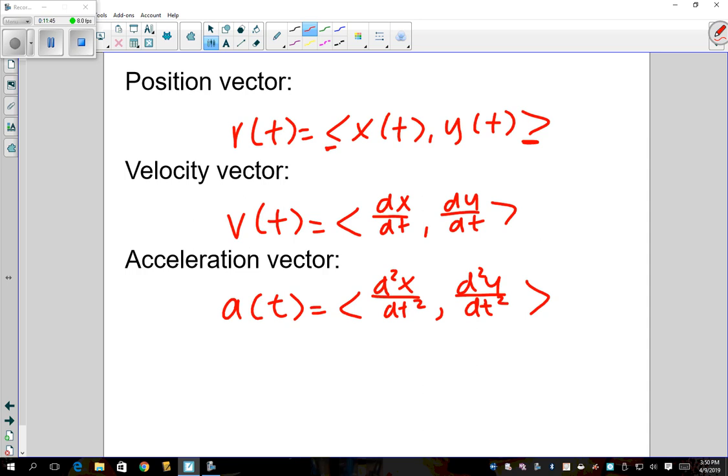Our velocity vector, v of t, we take both of the derivatives separately, and same with the acceleration vector, we take both of those separately as well. So with parametric, when we took the second derivative, we had to do that weird thing with taking the derivative of y over the derivative of x. But here we're just dealing with dx/dt, dy/dt, and then the second derivative of both of those separately.